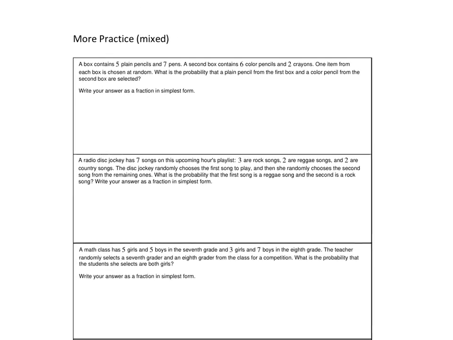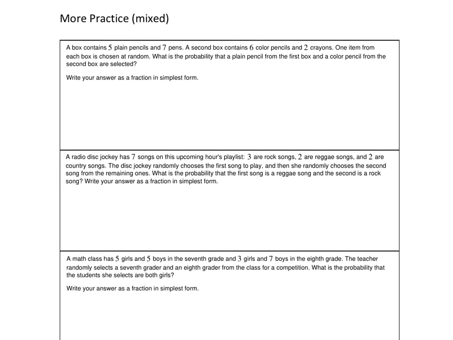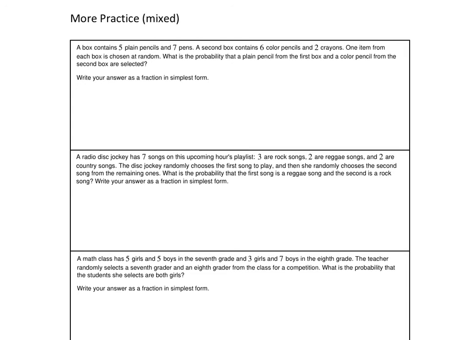Let's look at a couple more examples just so that we can get the extra practice and we can see whether we can notice the independent versus dependent. In the first one, it says a box contains 5 plain pencils and 7 pens. A second box contains 6 colored pencils and 2 crayons. One item from each box is chosen at random.